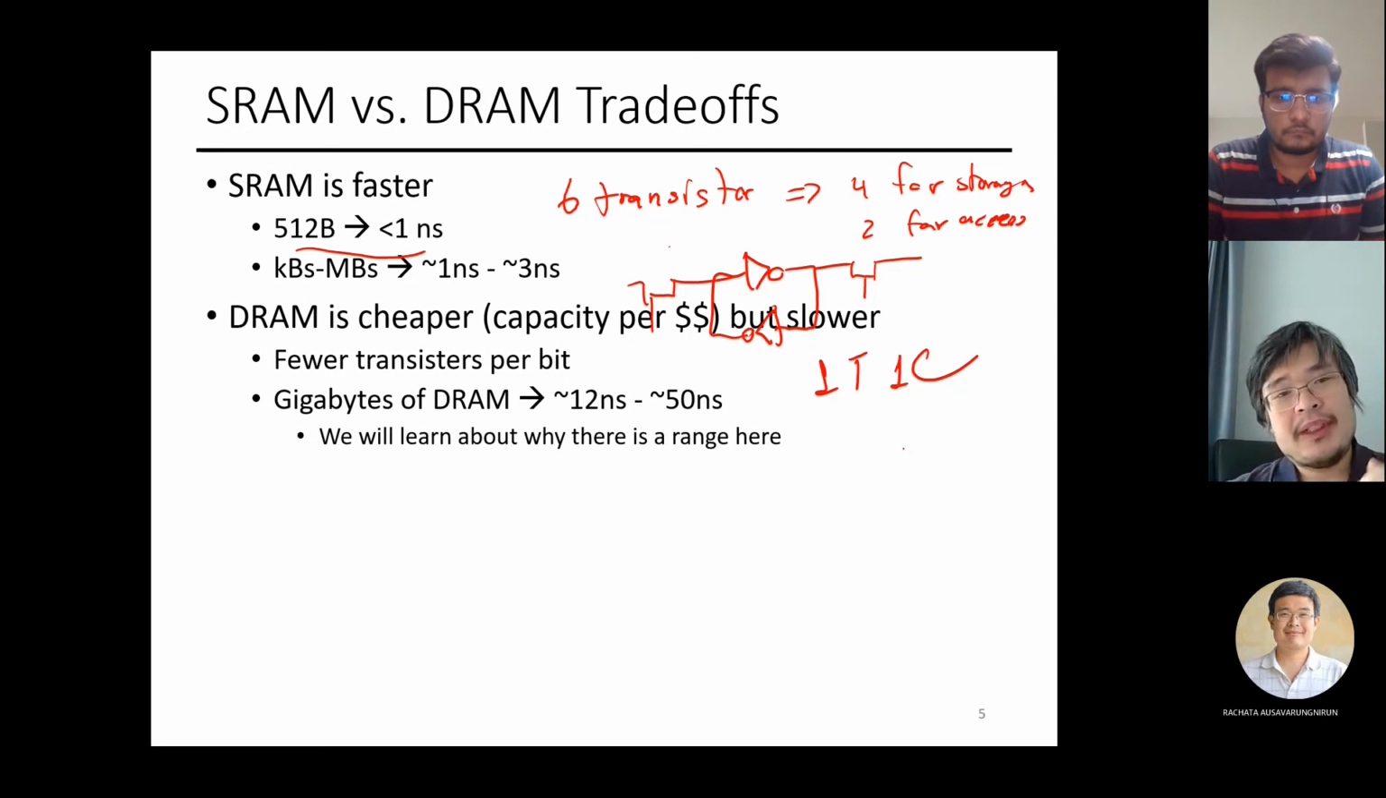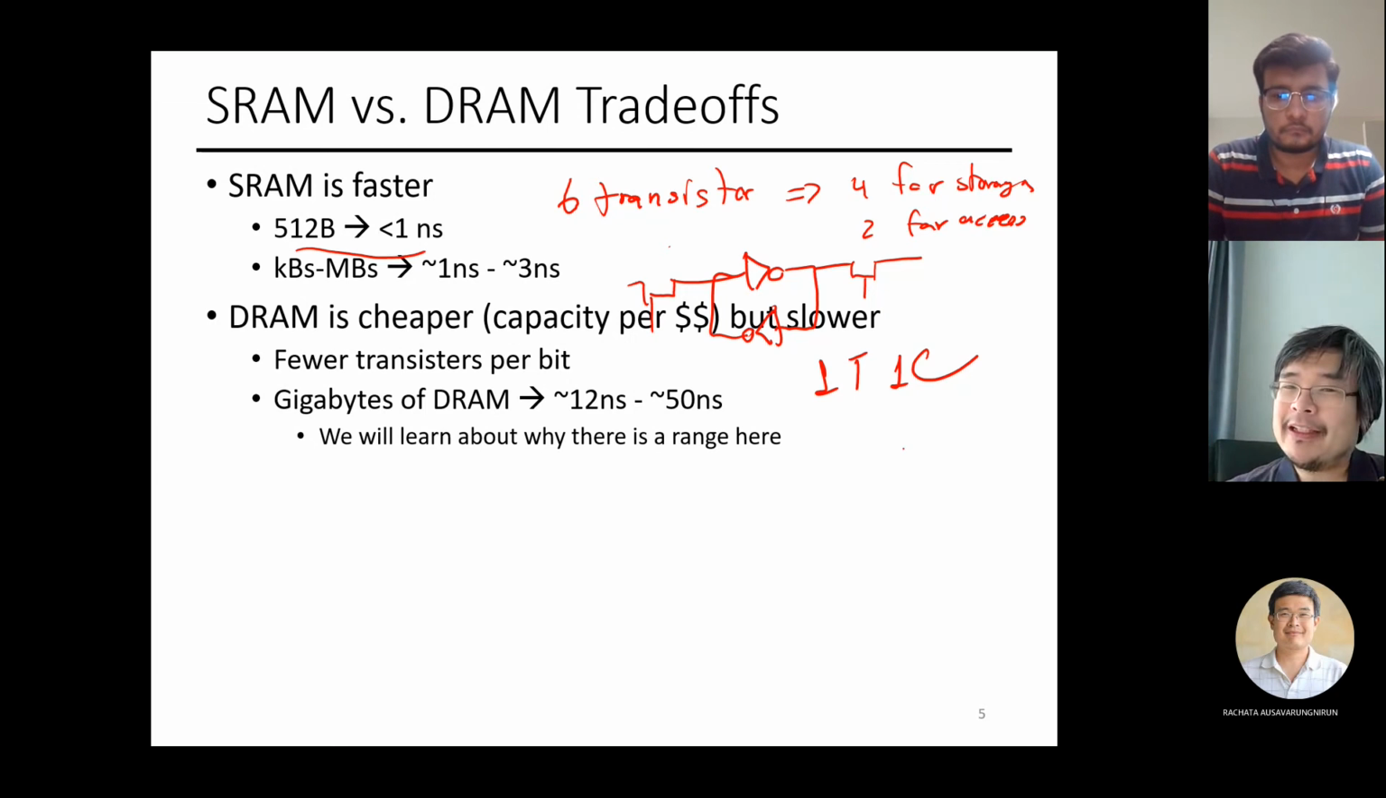Gigabytes of DRAM would take between 12 to 50 nanoseconds, not including the queuing part. If you have so many accesses to DRAM, you have to queue up, so that could be even further. Think of a checkout line at a department store. Let's say there are only 2 checkout lines and each takes 50 nanoseconds. You go there, you buy a lot of things, you have to wait.